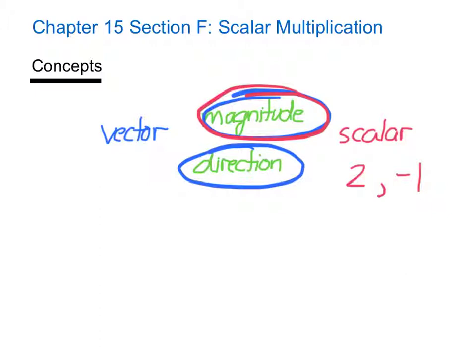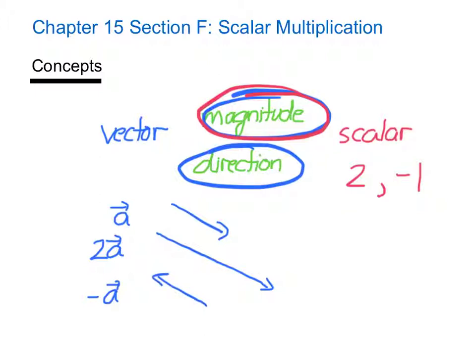Now I can multiply vectors by scalars. For example, if I have vector A, I can multiply vector A by 2. And essentially, what that does is it doubles the length of vector A. I can also multiply vector A by -1. And so -1 is a scalar, and essentially what that does is it gives me the negative of the vector. It reverses the direction, and it has the same magnitude.